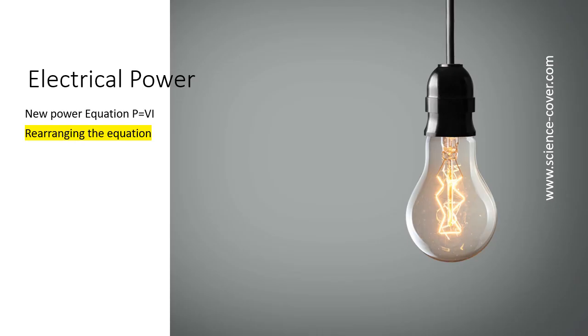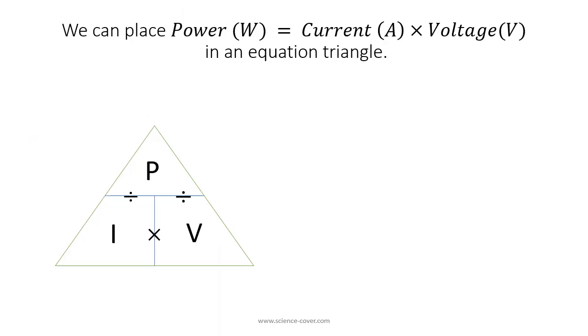Now let's look how we can rearrange the equation. We can place power, current and voltage into an equation triangle, with power on the top of the triangle and current and voltage on the bottom. Now if I want to work out the power, I can cover up the power and it leaves me I times V, current times voltage.